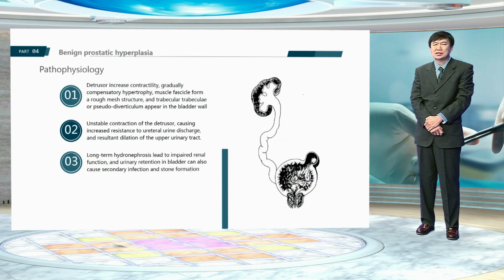In benign prostatic hyperplasia, compensatory hypertrophy of the detrusor occurs, resulting in increased contractility, trabeculation, and pseudo-diverticulum in the bladder wall. Unstable contraction of the detrusor can cause increased resistance to lateral urine discharge and the resultant dilation of the upper urinary tract. Long-term hydronephrosis can lead to impaired renal function, and urinary retention in the bladder can cause secondary infection and stone formation.